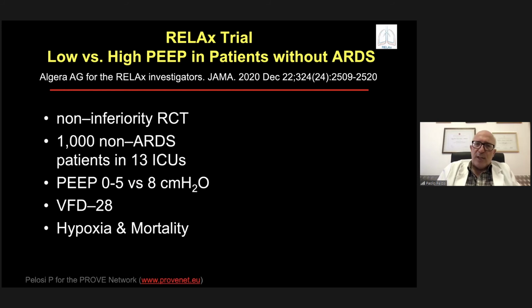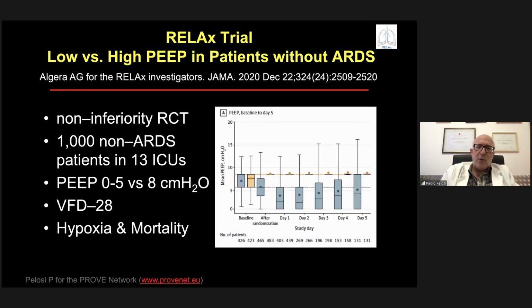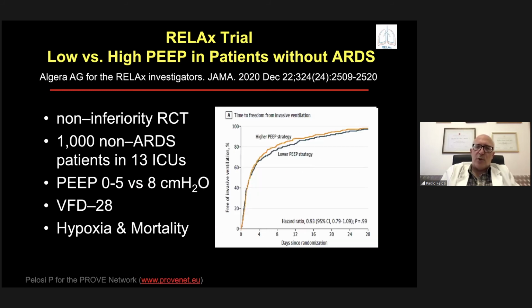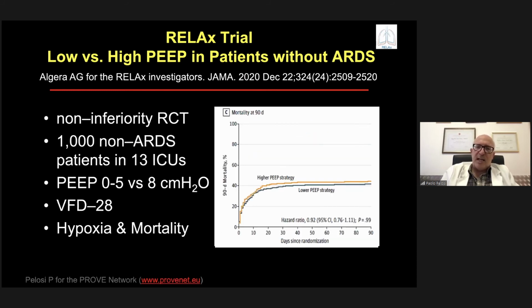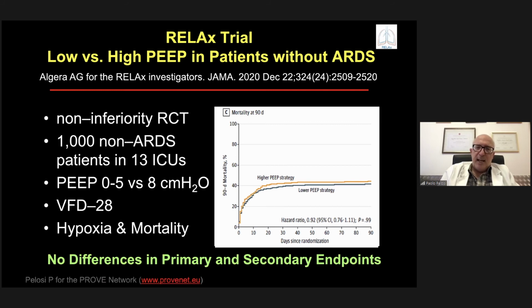I remind you of a recent study from our team with low versus high PEEP level in patients without ARDS, comparing 0 to 5 versus 8 centimeters of water. You see here the difference in PEEP between the two groups, almost 2 or almost 8, and the higher PEEP group was not associated with any difference in the main outcome data. So even in patients without ARDS, we suggest to start with a relatively low level of PEEP.